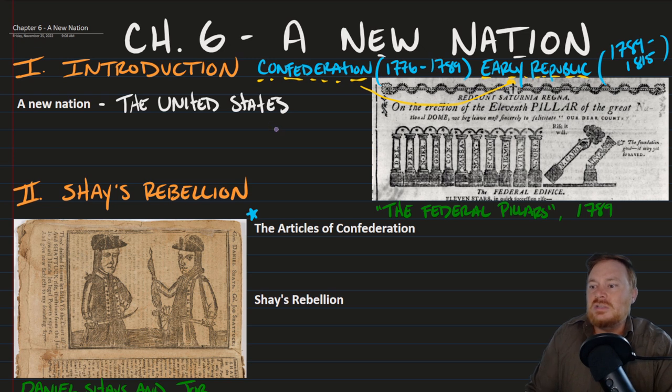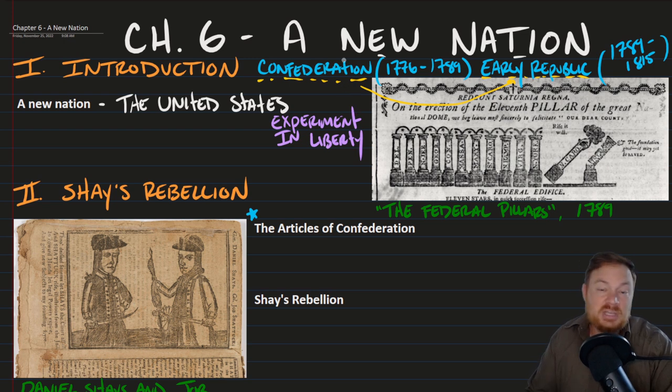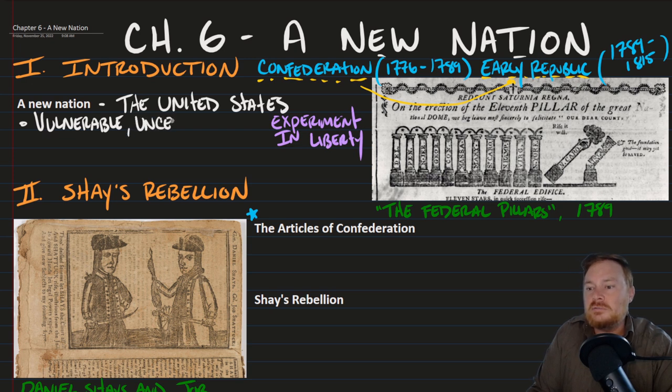Sometimes I like to use this term, the experiment in liberty, to describe the US because at the time it really was an experiment. Now today we know the experiment works, but back then they didn't know if it was going to work out or not. So the new nation was especially vulnerable to outside threats, vulnerable to interior threats. There was a certain degree of uncertainty. And yeah, it was somewhat of an experiment.